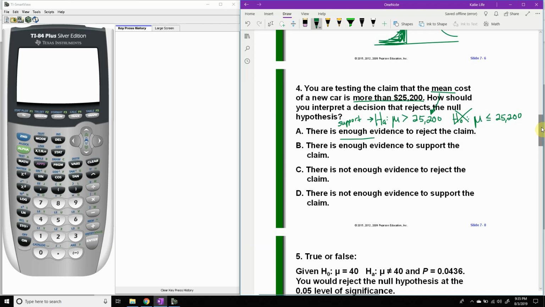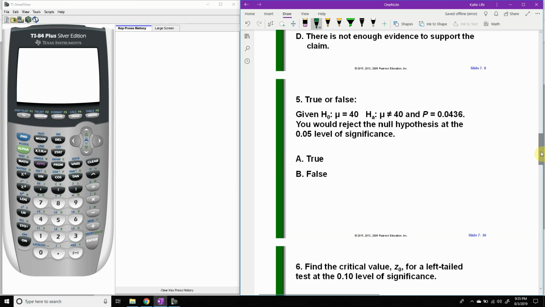So there is enough evidence to support the claim. So 4 is B. Number 5, true or false? Given the null hypothesis says that the mean is equal to 40, and the alternative hypothesis says that the mean is not equal to 40, and we have a p-value of 0.0436, you would reject the null hypothesis at the 0.05 level of significance.